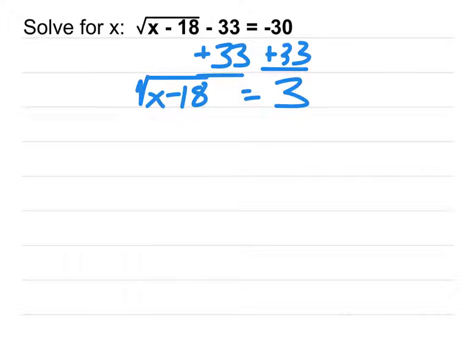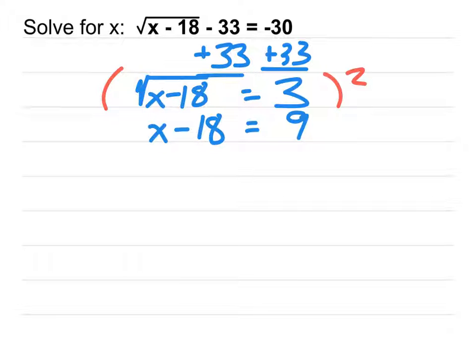Now that I have the square root isolated, now I go on to step 2 of the process, which is to square both sides. And so I'm just going to square each of those. On the left side, remember, squaring gets rid of the square root, and it leaves everything that was inside intact. So that x minus 18 stays an x minus 18. On the right side, I do 3 squared. 3 squared, remember, that's 3 times 3, so that is 9.